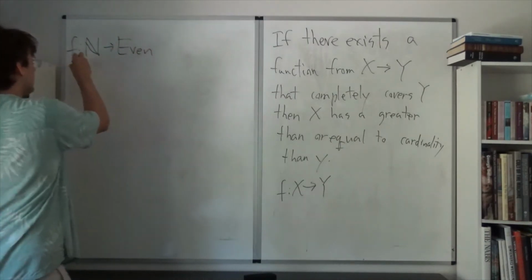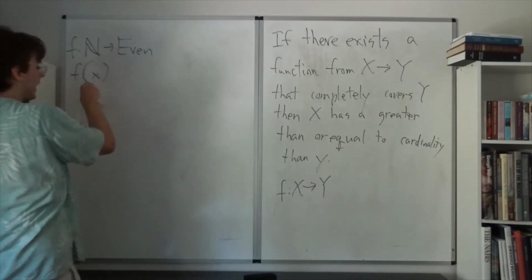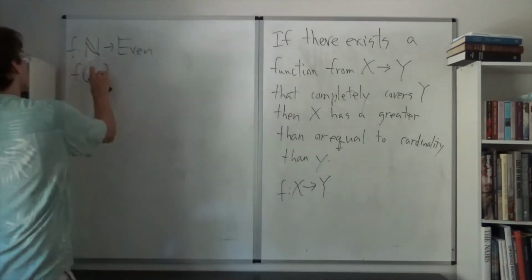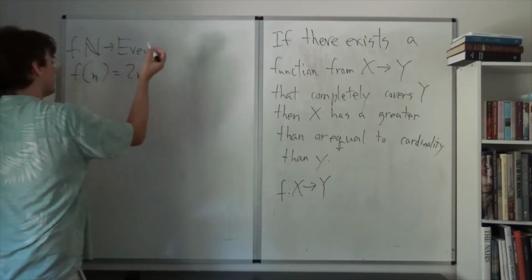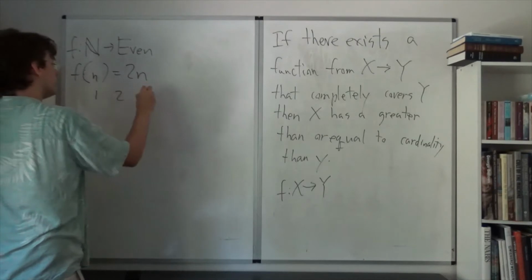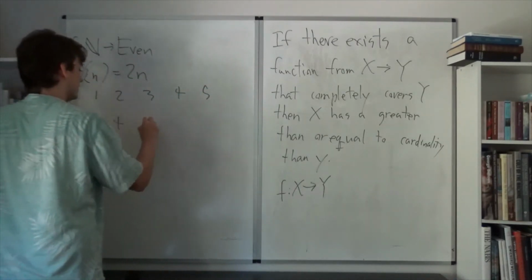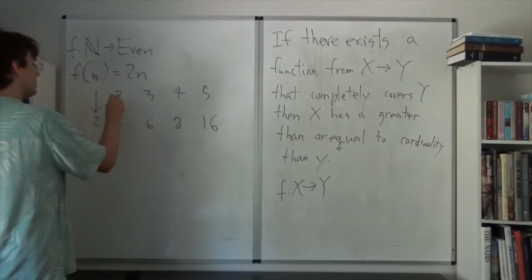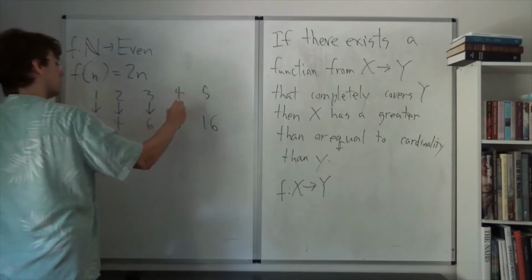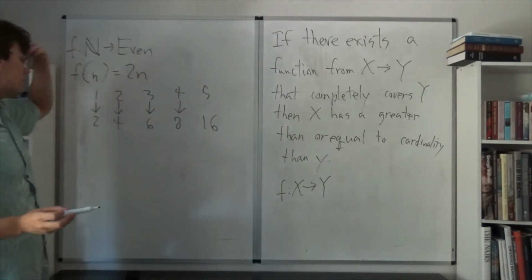All I have to do is, whenever I have a natural number n, just send it to 2n. So 1, 2, 3, 4, 5, and I have 2, 4, 6, 8, 10. Really easy. 1 goes to 2, 2 goes to 4, 3 goes to 6. I see every natural number is paired up with an even number.